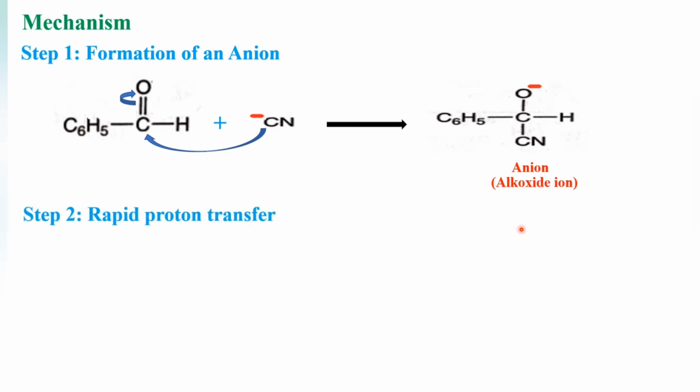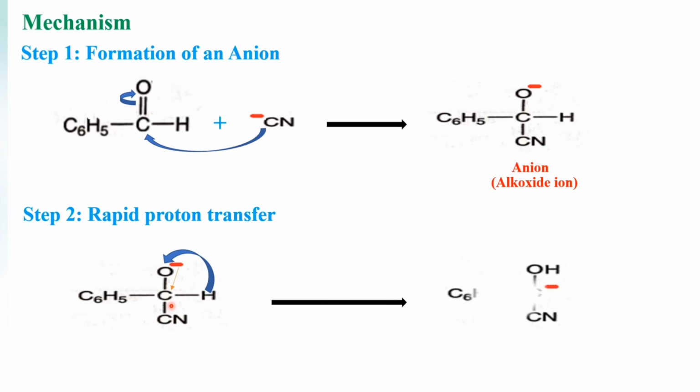The next step is rapid proton transfer. Now we are taking that alkoxide ion, the anion, and it undergoes rapid proton transfer. On rapid proton transfer, the hydrogen present here moves and attaches with the oxygen. So the negative charge is shifted to the carbon, and we are getting the product called a carbanion, otherwise a nucleophile.